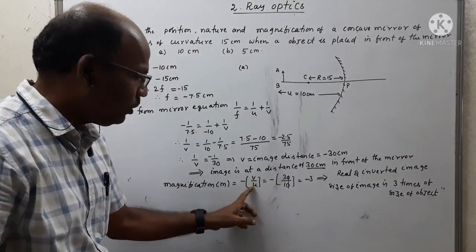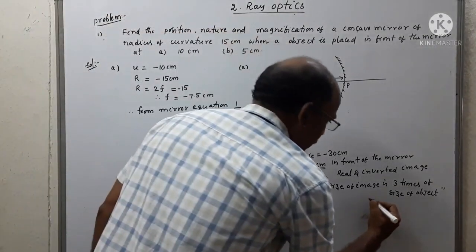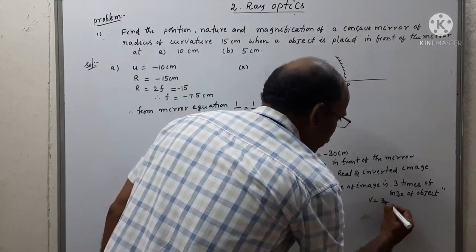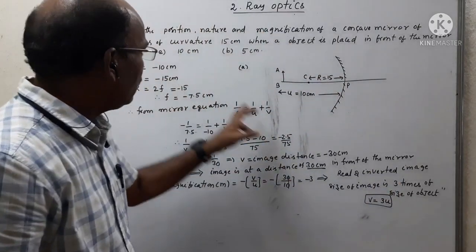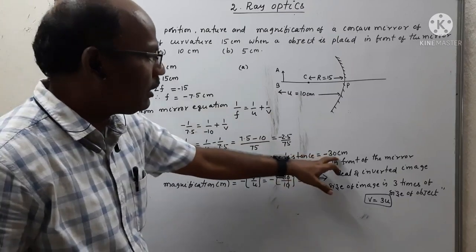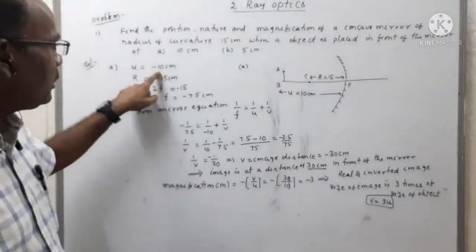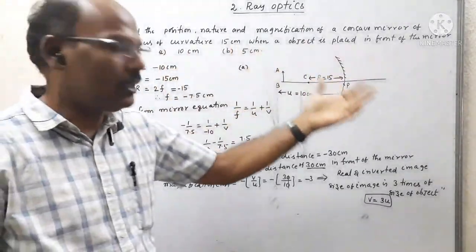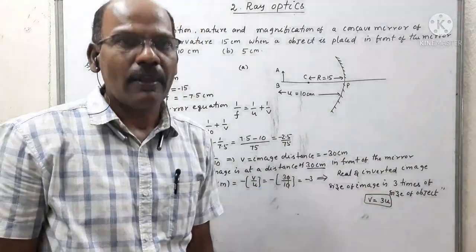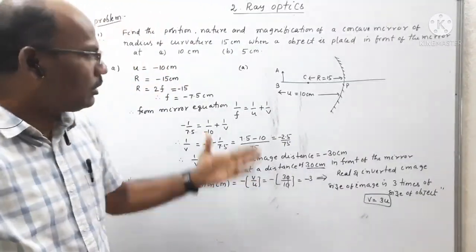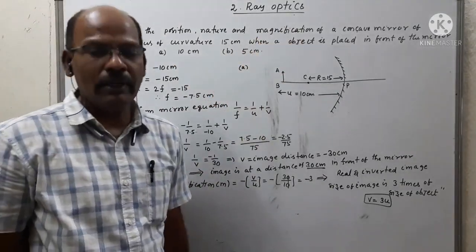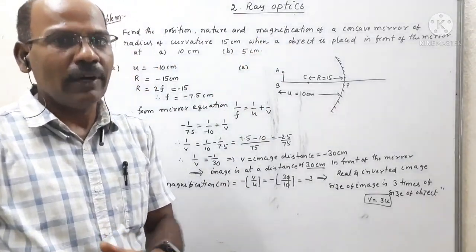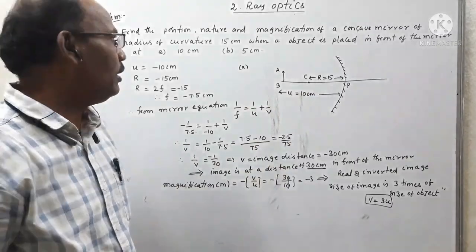So m is equal to 3 times. Here we get v is equal to 30, object distance is 10. So the image is 3 times the size of the object. This is the position, nature and magnification of the image formed by the concave mirror.